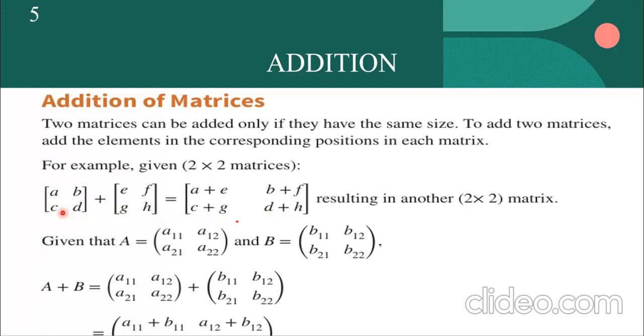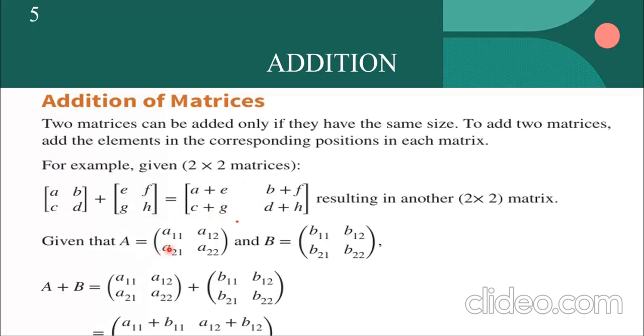So same dimension: the first is 2 by 2, the second is 2 by 2. Then add corresponding values. A corresponds to E, B corresponds to F, C corresponds to G, D corresponds to H, in that order. So this will be our result.